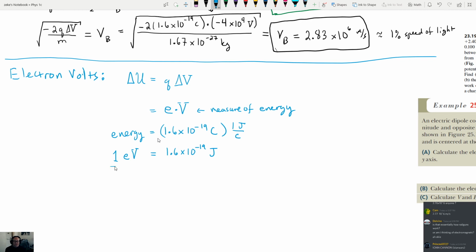Electron volts. This is a conversion factor. You could easily Google it on the internet. You can say, what is 1 electron volt in joules, and this is what it's going to give you. And it happens to be exactly the size of the electron charge that shows up here. Okay, so why do we care about this? Why would we use electron volts?